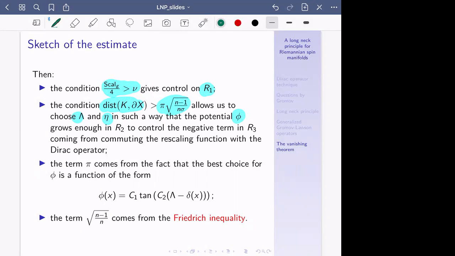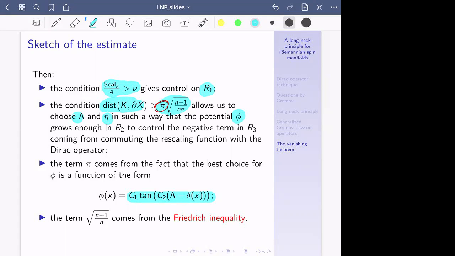So where does this constant come from? The square root of sigma in the denominator is quite classical and comes out in all these kinds of estimates. But the interesting part is, first of all, where the constant pi comes from. This comes from the fact that the best choice for the function phi has this form: it is going to be a tangent. And if you have enough room, you can make the argument of the tangent equal to pi half. This is exactly where pi comes from. If you have enough room, the argument is going to hit pi half.